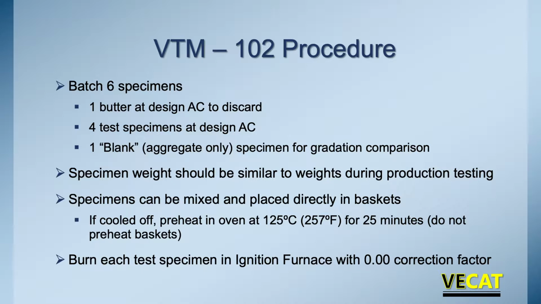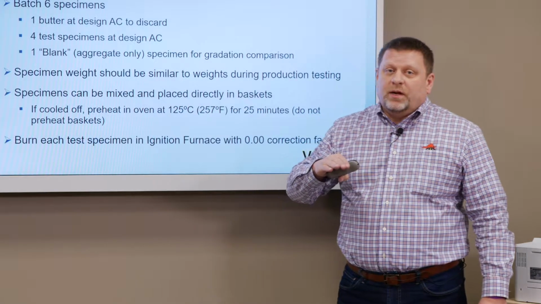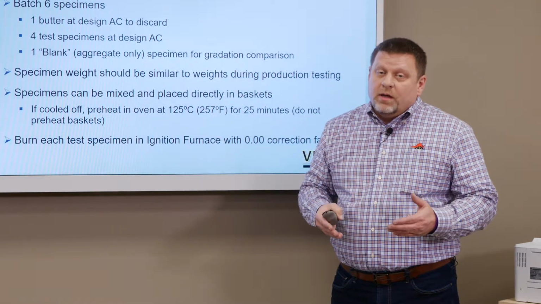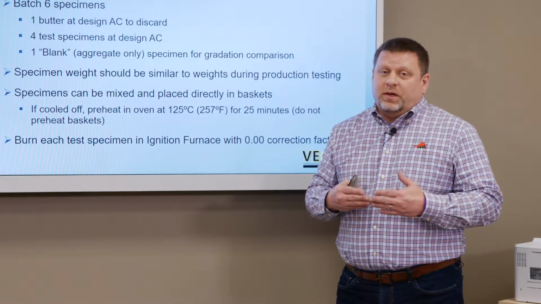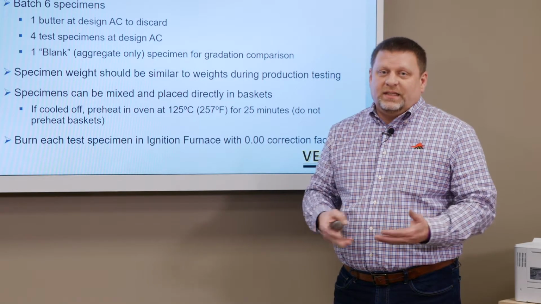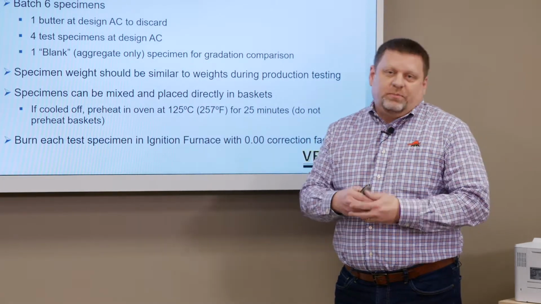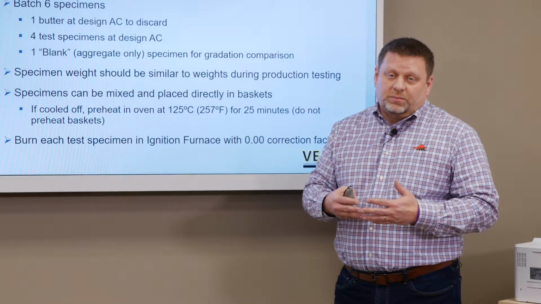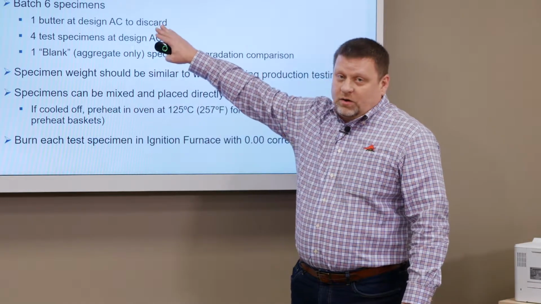All right, back to the VTM 102 procedure. When we're actually doing the VTM 102, which is to establish a correction factor for our mixes, that specification tells us we need to batch 6 specimens. Let me explain where I'm coming up with 6 specimens. It requires that we batch a butter. We do discard that butter, but the specification calls for us to batch a butter and mix it in our bowl. That way the bowl has been buttered with the proper AC, and assuming all cleaning procedures stay constant, there's no aged AC in there or anything that will affect our first furnace burn. So we are to batch and mix a butter and discard it.